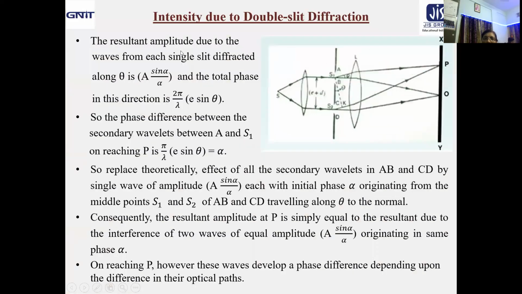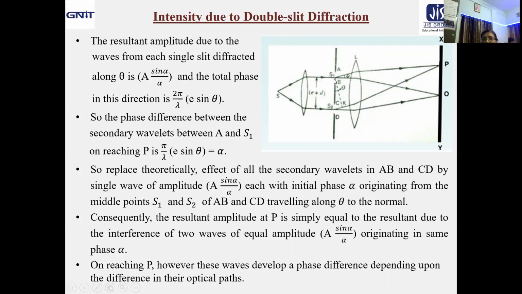Now, the resultant amplitude due to the waves from each slit diffracted along theta is A sine alpha by alpha. Now, take a look how to do that path difference and those paths. The resultant amplitude due to the waves from each single slit diffracted along theta is A sine alpha by alpha, and total phase in this direction is 2 pi by lambda into E sine theta. This is a single slit and this is another single slit.